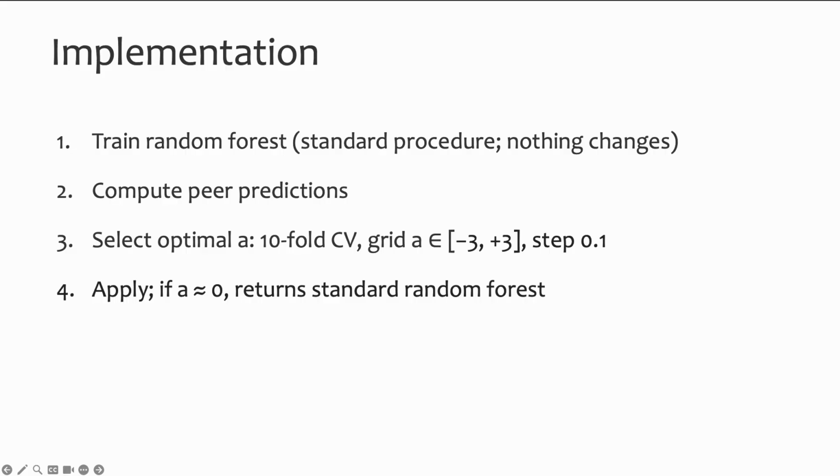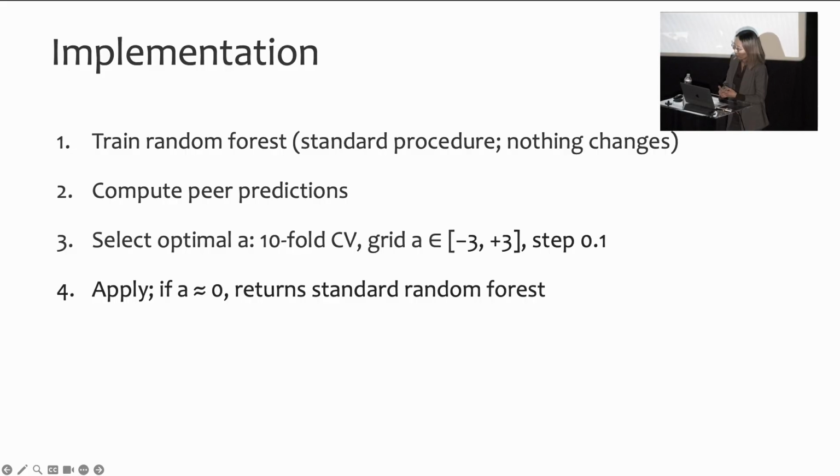But before the results, a quick sanity check on what the method actually involves. There are 4 steps. Step 1, train the random forest, very standard, nothing changes. Whatever we are doing today, keep doing it. The second step is to compute predictions. This is the only new computation, just running training points through existing trees, no retraining. And step 3 is to pick A by cross-validation. We use tenfold. You can use more folds if you want.